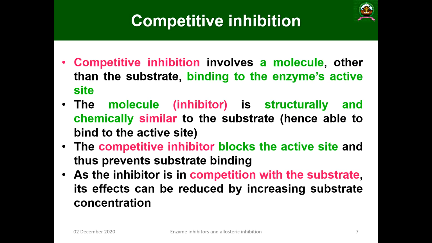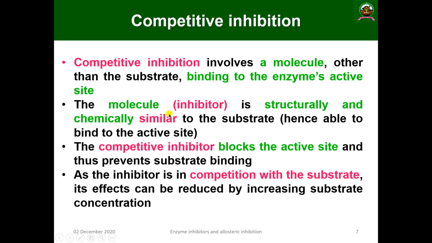Then what happens when inhibition is happening? How is the enzyme inhibition happening? I told you there are two types of inhibition: competitive inhibition and non-competitive inhibition. So how does a competitive inhibitor work? Competitive inhibition involves a molecule other than the substrate binding to the enzyme's binding site or active site. This molecule is not the normal substrate, but closely resembles the substrate structurally and chemically, and it will come and bind. That molecule is known as the inhibitor.